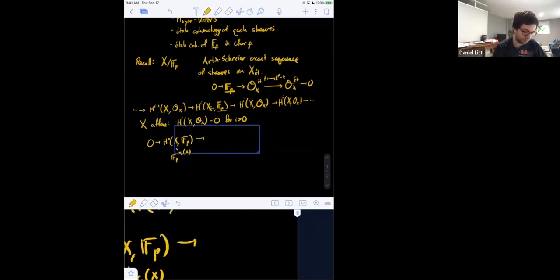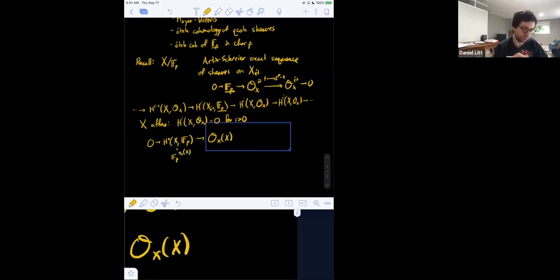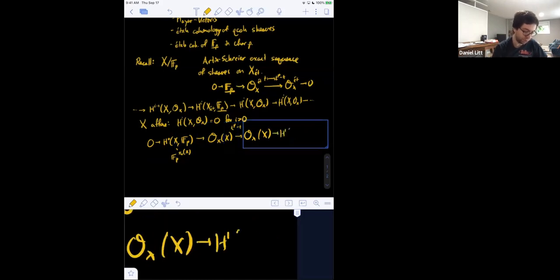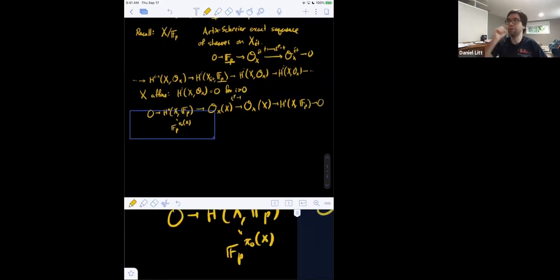That maps to O(X), so just global functions on X. That maps to O(X). This map is this Artin-Schreier map, t to t^p minus t. And then the cokernel of this map is H^1(X, F_p). When I write H^1(X, F_p), I now mean in X Étale. I'm going to omit that. Okay. So this is the answer in the affine setting.